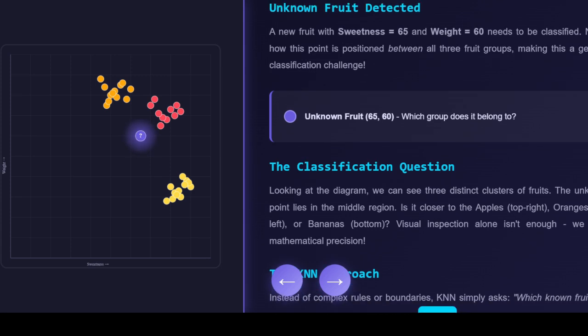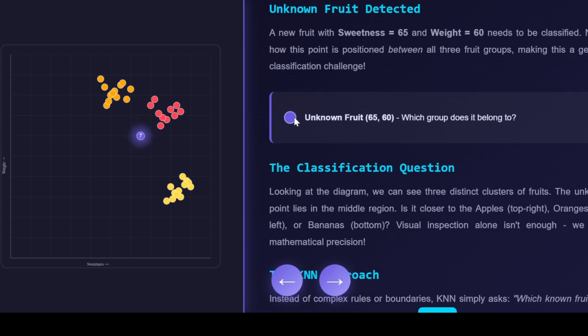Here we have taken the sweetness of the fruit on the x-axis and the weight of the fruit on the y-axis. So there is a test point, an unknown fruit, with 65 and 60, and we have to identify which group it belongs to: whether it belongs to the apple category, the orange category or the banana category.